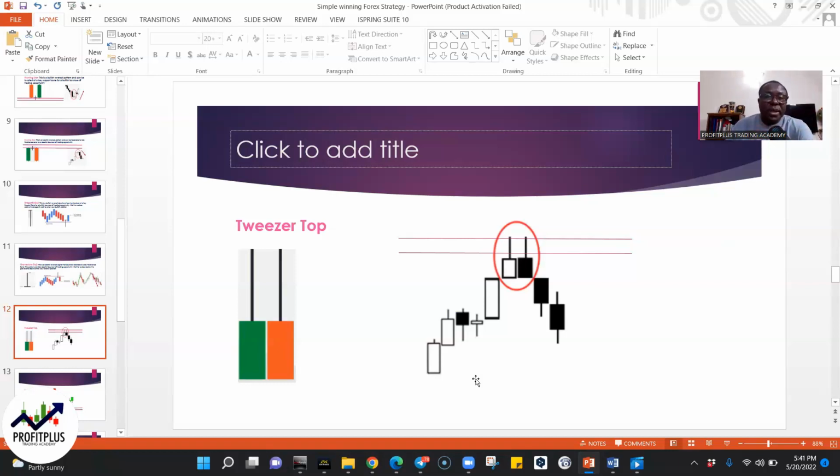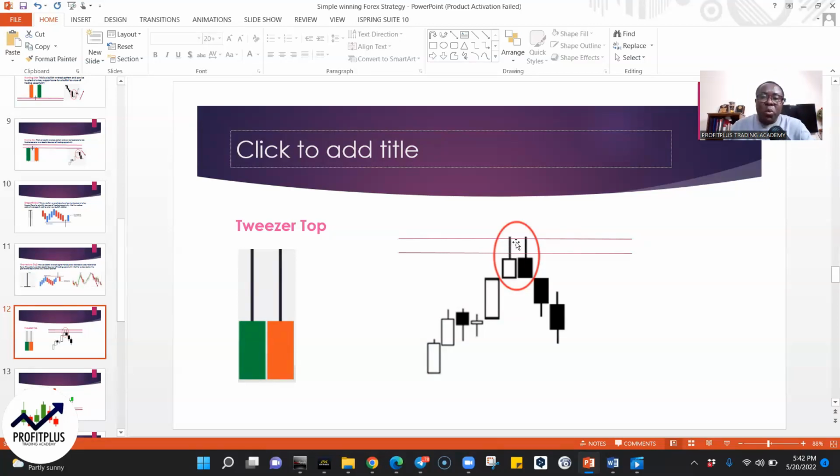This time around, we're looking at the tweezer. So we have 2 types of tweezer. We have the tweezer top forming at a key resistance area. Here, price pushes into a validated resistance zone, which you already validated using your stochastics indicator, and then you have these 2 similar candles with long wicks. Okay, when the candle has a long wick on top of it, it means that the strength of the bias is reduced. Okay, the strength of the bias is weak.